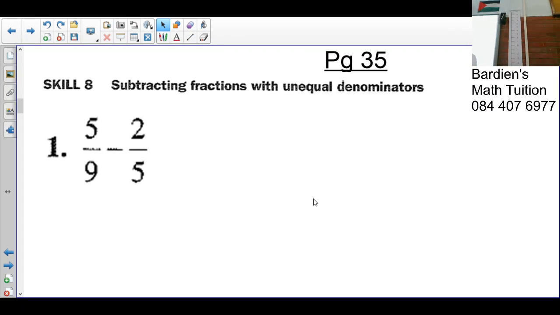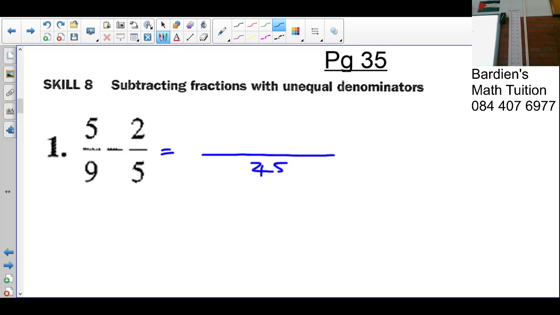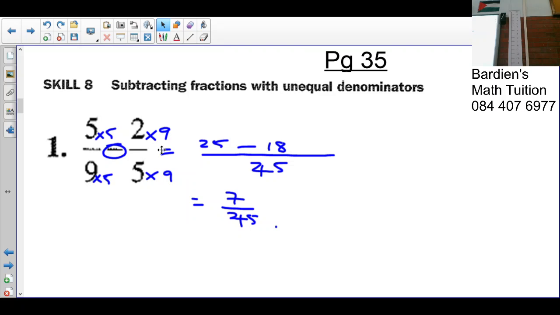Right! What's the LCM? 45. 9 multiplied by what is 45? 5. So it's 25. 5 multiplied by what is 45? 9. There's a minus 18. 25 minus 18? 7. You all agree with that? Yes. Any confusion? No, sir. Okay. Next.